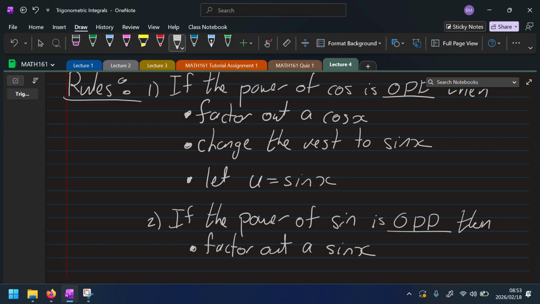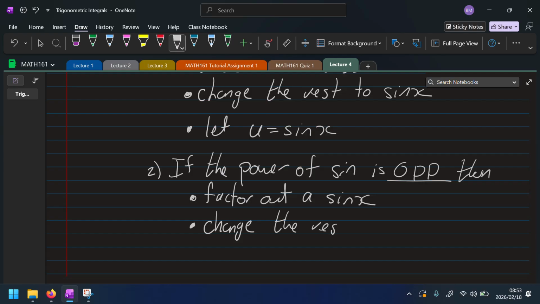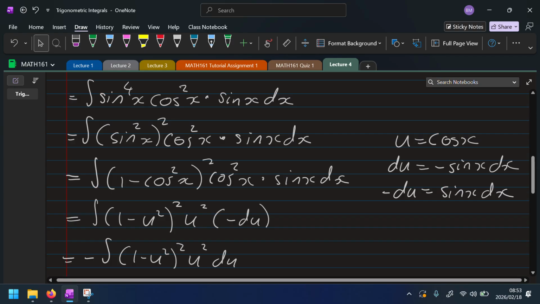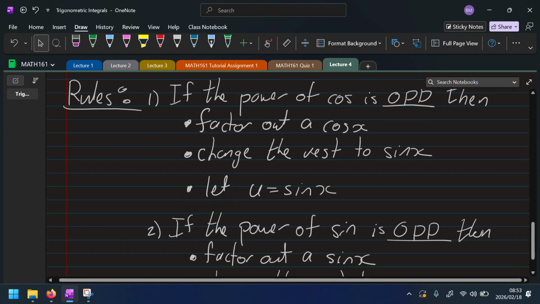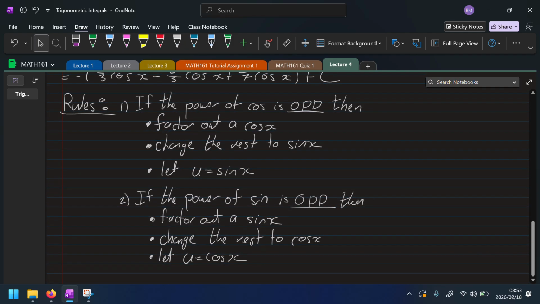And then we used that trig identity to change everything else to cos, so that will be our step 2. Okay. And then finally, what we did right there, we said u was cos, so that's the last step. So those are the two rules for if the power of cos is odd and if the power of sine is odd. Okay, you follow those steps there.